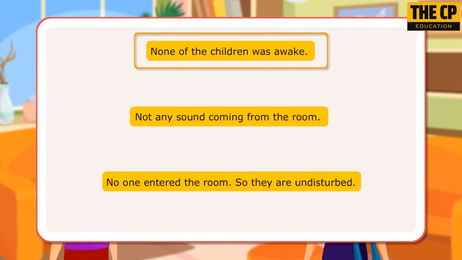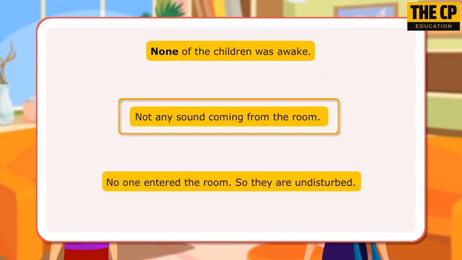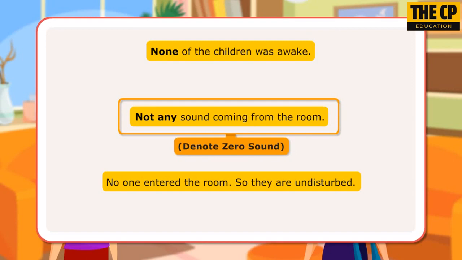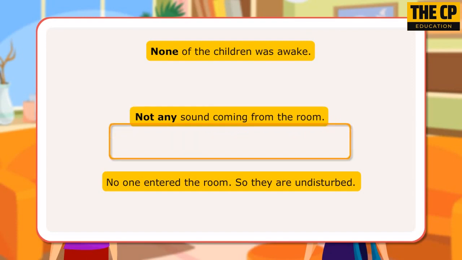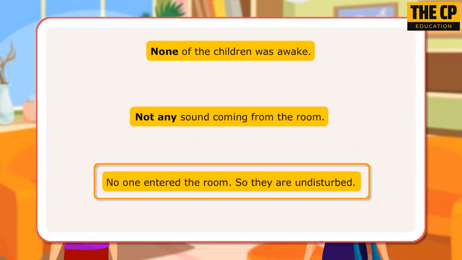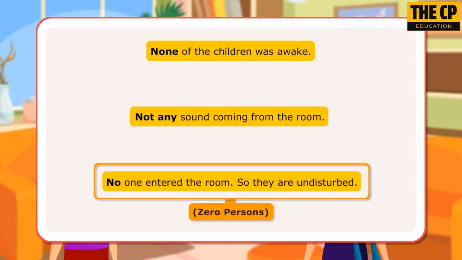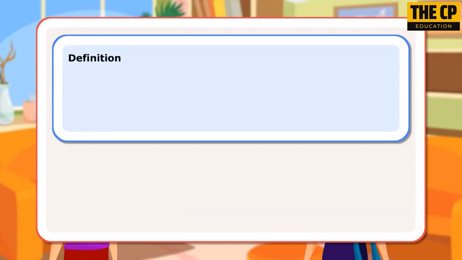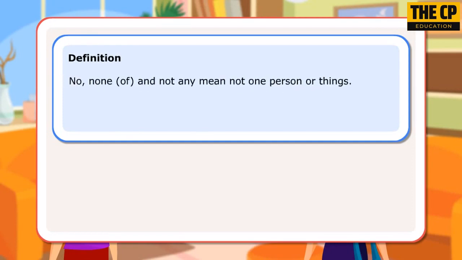In the first sentence, none is used to emphasize a negative idea. In the second sentence, not any is used to denote zero sound. In the last sentence, no is used to say 0 persons. Definition: no, none of, and not any mean not one person or thing.